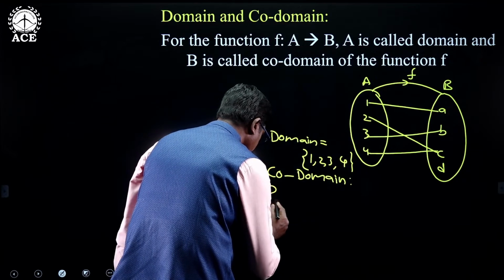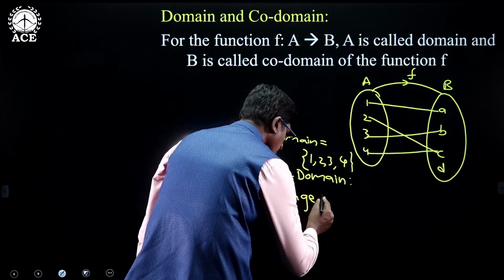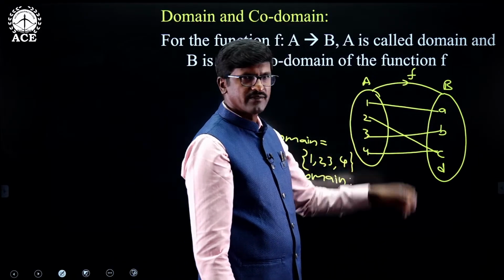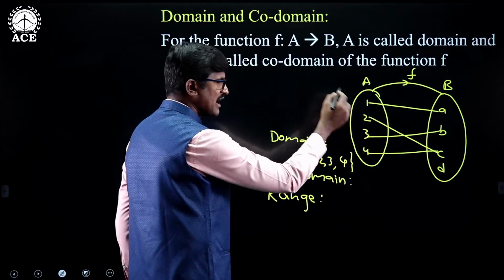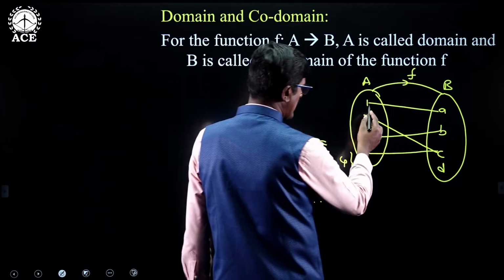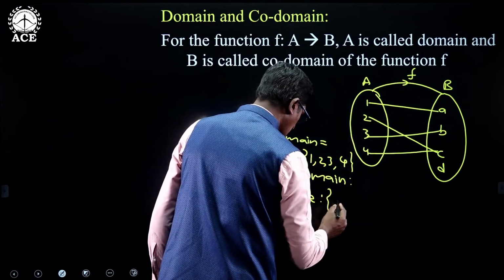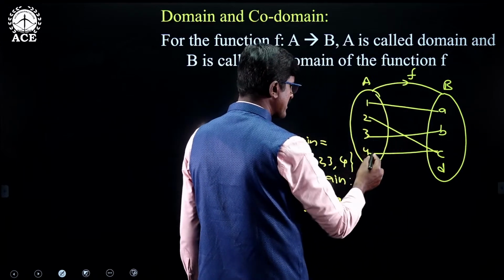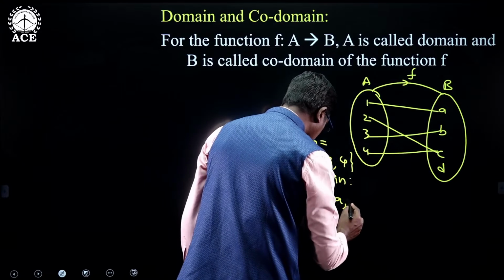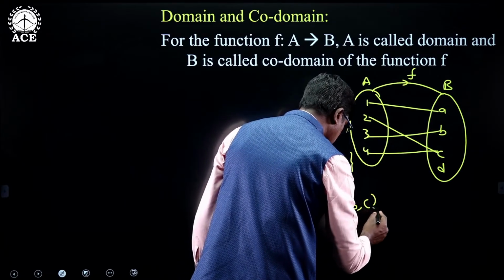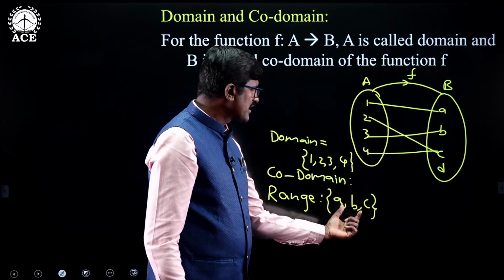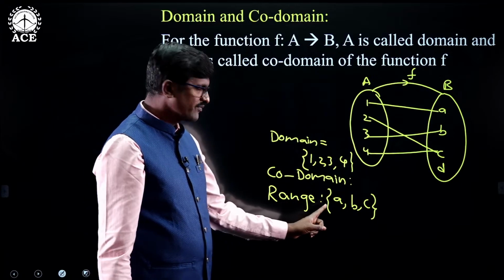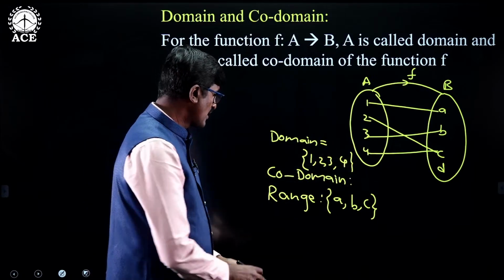Next, range. Range is nothing but the set of all images of capital A. For 1, A is the image. Next, for 2, C is the image. For 3, B is the image. For 4, C is the image. That means the range set will have A, B, C. These 3 are the images for these elements. So range is nothing but the set of all images of capital A.